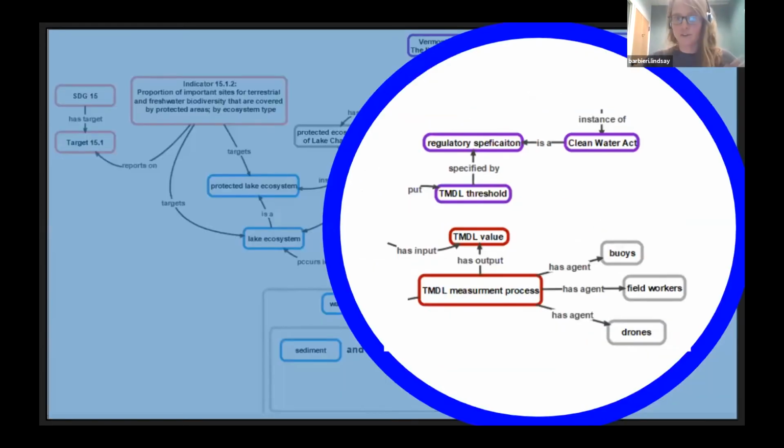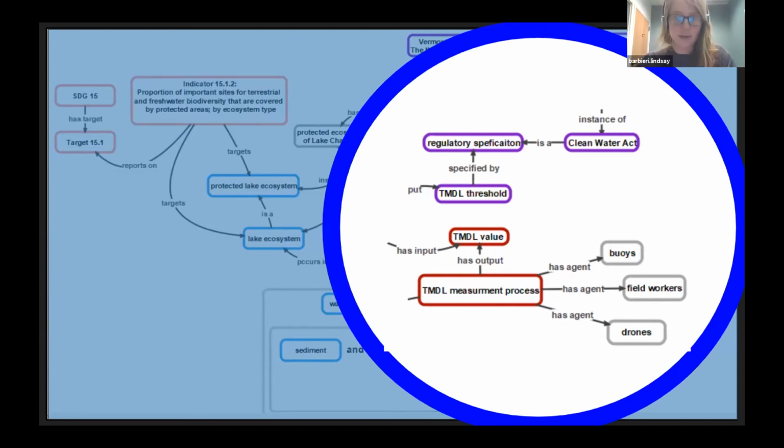And I'm going to get rid of all of it just so that you can zoom in on one part of it. That was really just the technologies that are collecting the data on the field, like buoys, field workers, and drones that we care about, which can be linked through things like TMDL measurement processes, which is total maximum daily load. This is in particular situated in the water quality context in Vermont, where our major way that our agricultural practices have been shaped is in policy related to water quality via the Clean Water Act.